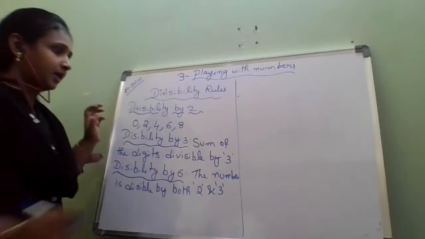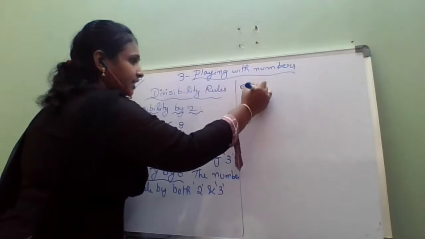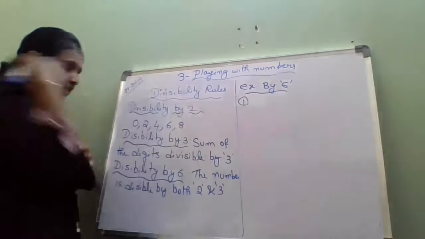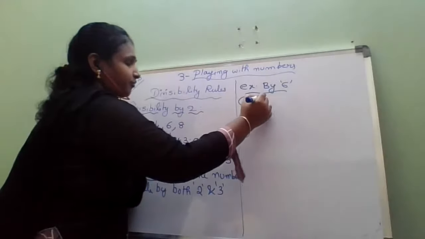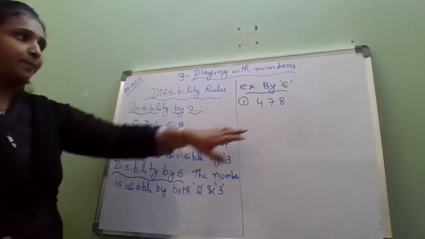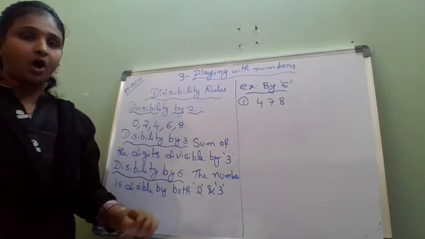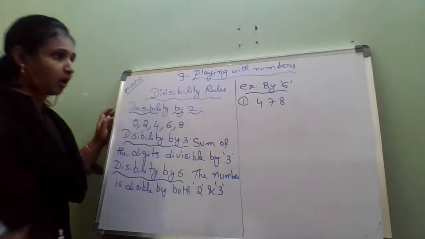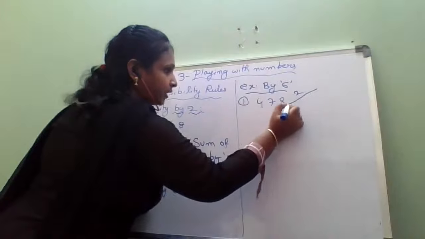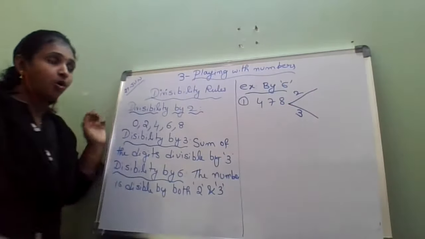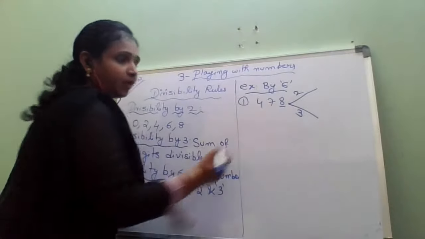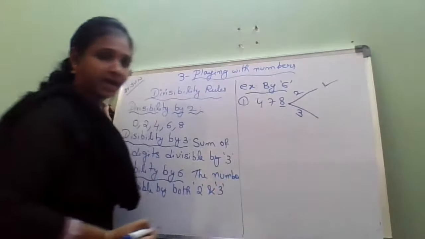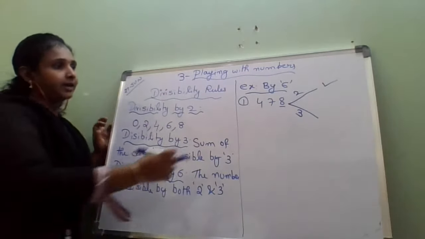So for example, let's take one number. Is that number divisible by 6 or not? How to check? First, check this number, 478. Is this number divisible by 6 or not? How to check without doing normal division? Check whether this number is divisible by 2, and check whether it is divisible by 3. In the ones place, what is the digit? 8 is there. So this number is divisible by 2.